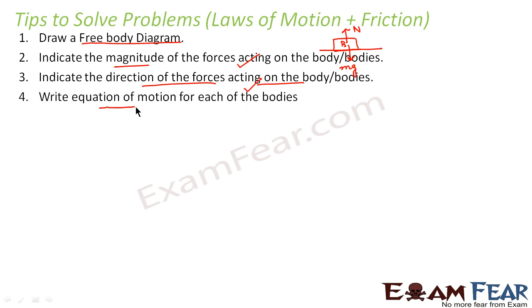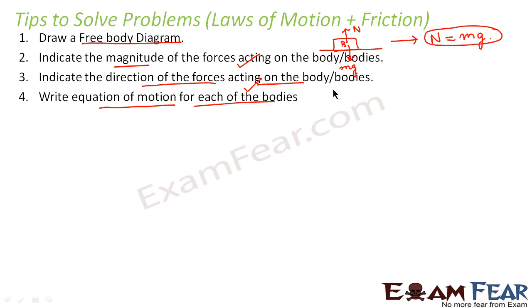Write equation of motion for each of the bodies. Now let us suppose I am taking this simple example. In this case, let us say the body is at rest. There is no external force acting. That means there is no external force applied in the horizontal direction. And we already know if a body is at rest and there is no external force applied, in that case there will be no frictional force. So in this case, the equation of motion in the vertical direction would be N, that is the normal, will be equal to mg. So this is how we wrote the equation of motion.